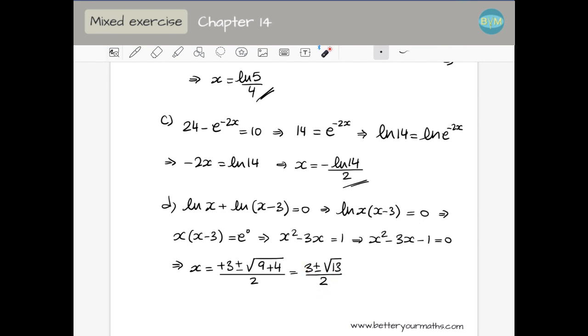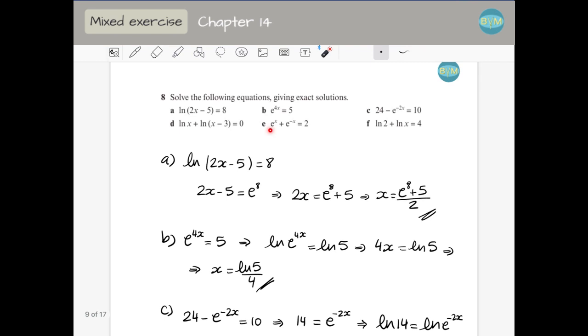One of them, 3 minus root 13, is negative. And x cannot be negative because I have an equation that says ln x. Ln of a negative number doesn't exist. So you have to be careful because not both values of x are solutions, only the positive one. So x is going to be 3 plus root 13 divided by 2, as x must be positive, yeah? You can explain that with your own words.